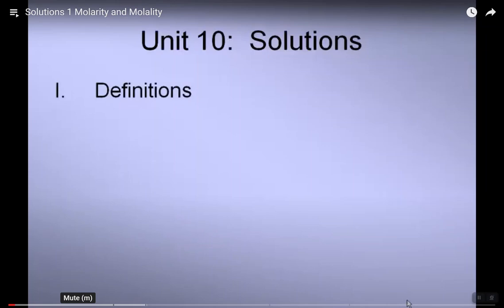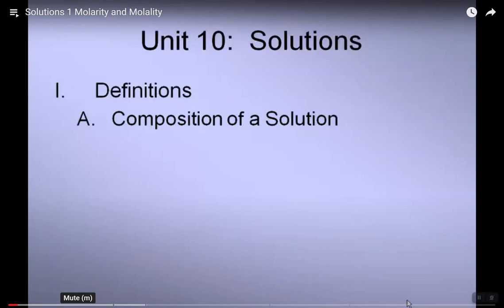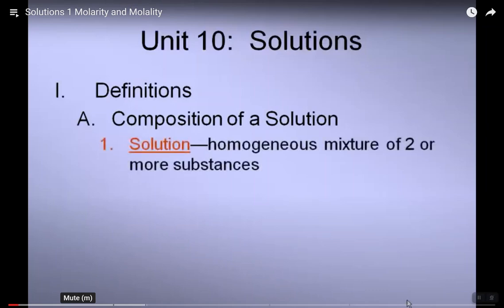So let's talk about some basic definitions, words that I'm going to use over and over again that you just need to know as soon as I say them. First of all, let's talk about what actually makes a solution. Anytime you hear the word solution, I'm referring to a homogeneous mixture of two or more substances. Now, hopefully you remember that the term homogeneous means looks the same throughout.